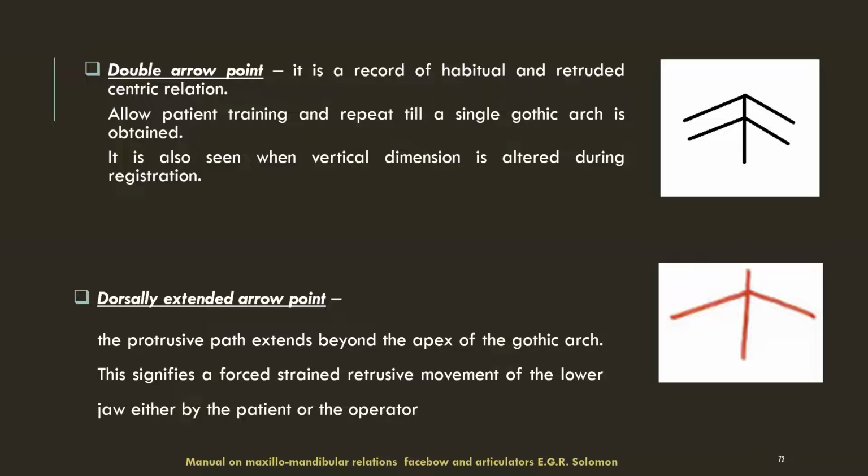Coming to the dorsally extended arrow point, here the protrusive part of the mandible movement extends beyond the apex of the Gothic arch. So guidance provided by the mandible may be strained, with retrusive movement of the lower jaw either by the patient or the operator. It also sometimes is an artifact caused by the forward displacement of the record bases and the backward dislodgement of the mandibular occlusal rim while removing forces from the mouth. The registration should be repeated to confirm the same.